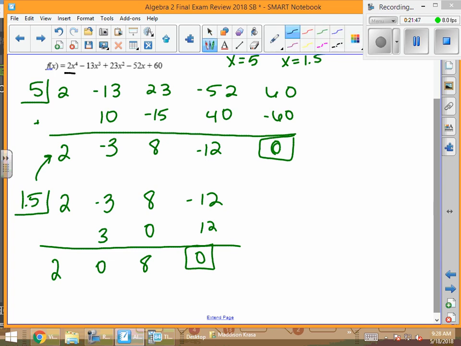So we started with an x to the 4th. This would be an x cubed function. And that means this one is an x squared function. So if you take those new coefficients, we would have 2x squared plus 0x plus 8. So I'm going to rewrite that over here without my 0. I don't need that 0.